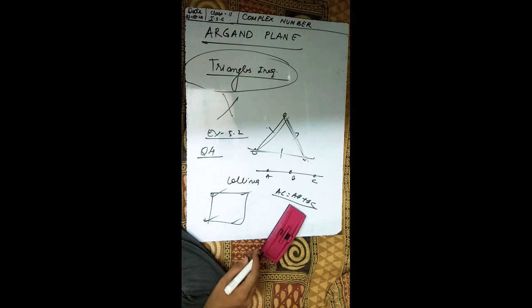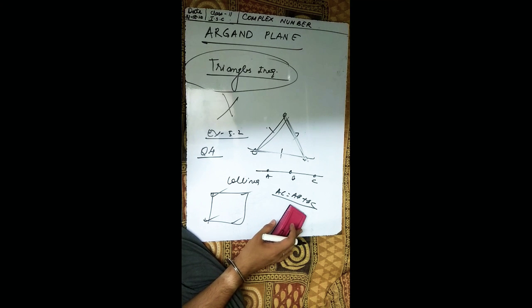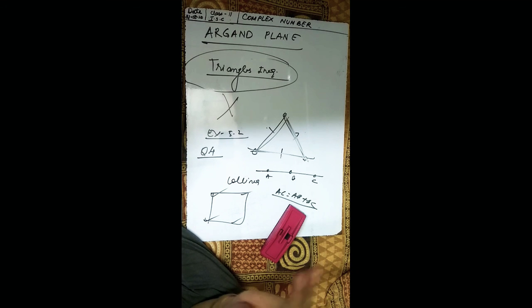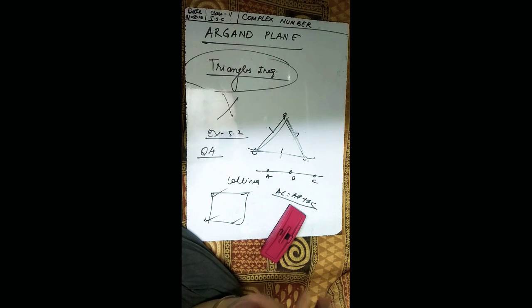Then we'll see the next topic, polar representation of complex numbers, in the next video. Till then, write these things and do the practice, and you have to do 10 examples of exercise 5.1 in the copies, and examples of exercise 5.2 also. This will be your homework.